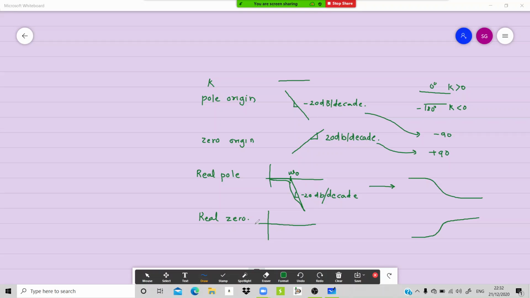Yeah. Then for real zero, we had seen that it goes like this and plus 3 dB at this point. So the actual graph will be this one, and this line is of plus 20 dB per decade.